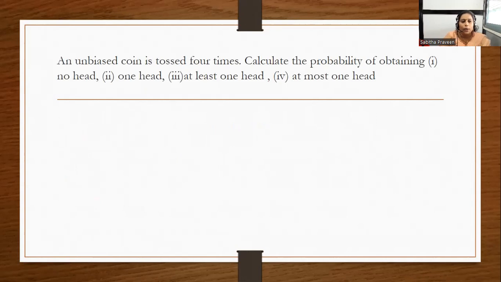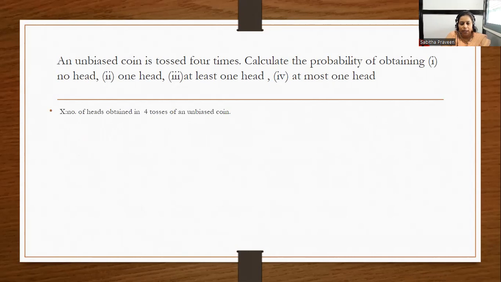Now let us see one question. An unbiased coin is tossed 4 times. Calculate the probability of obtaining: first, no head; second, one head; third, at least one head; fourth, at most one head.